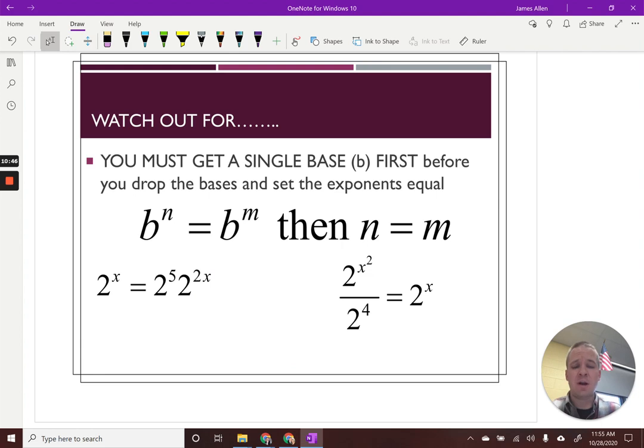All right, some things to watch out for here, right? We don't want to steer you wrong. We want to let you know where some of these pitfalls might be. So we got to get a single base, b, first before we drop the bases and set the exponents equal. So here I have 2 to the x equals 2 to the 5th multiplied by 2 to the 2x. I can't just drop everything right now, because what operation would go between the 5 and the 2x then? Well, let's first address this with our exponent properties, right?